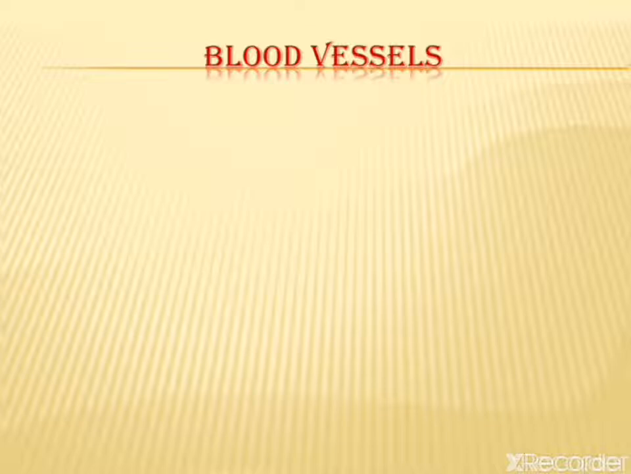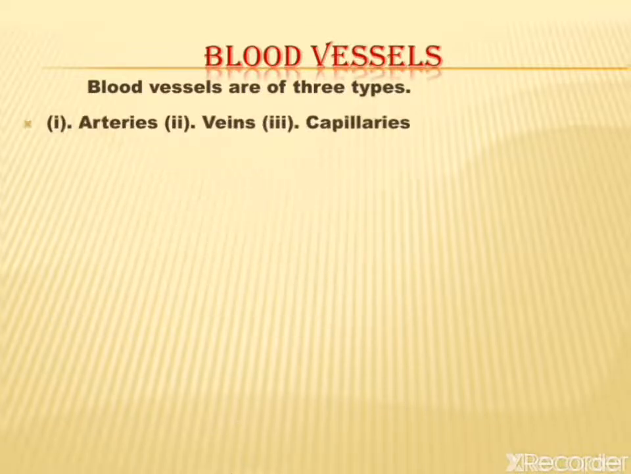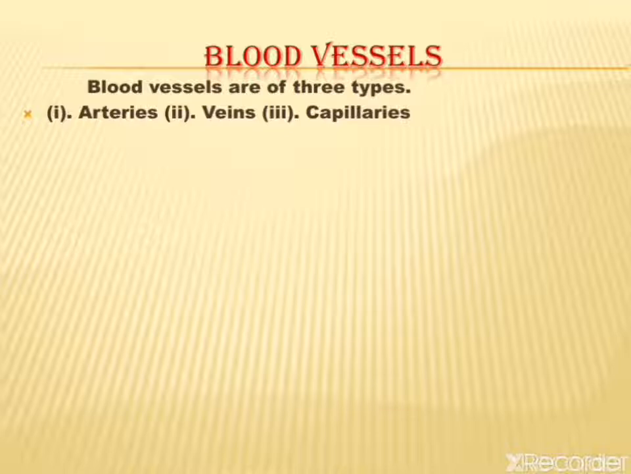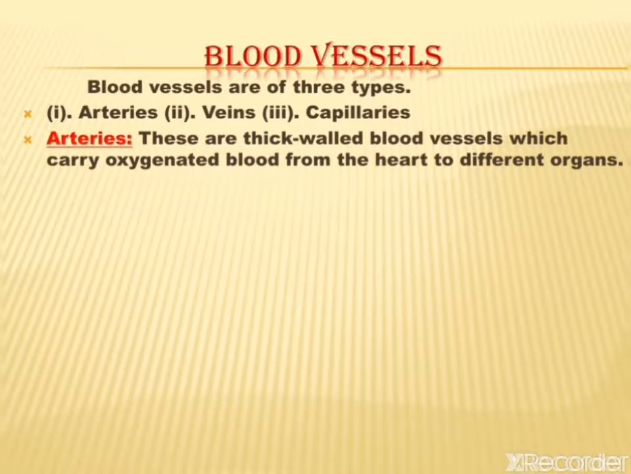Now we will study about blood vessels. Blood vessels are of 3 types: arteries, veins, and capillaries. Arteries are thick-walled. They have thick and elastic walls. Do you know why they have thick and elastic walls? Because the blood flows in them with pressure. So as to bear that pressure, they have thick and elastic walls.